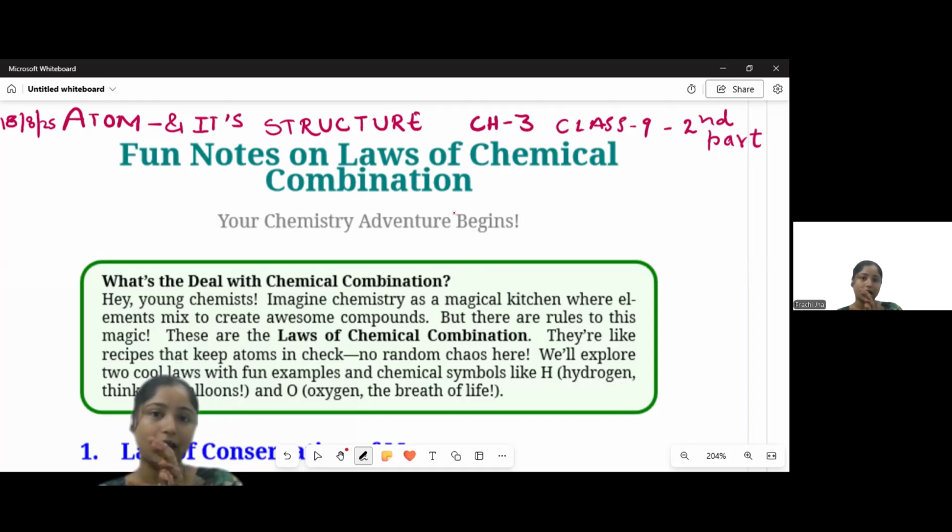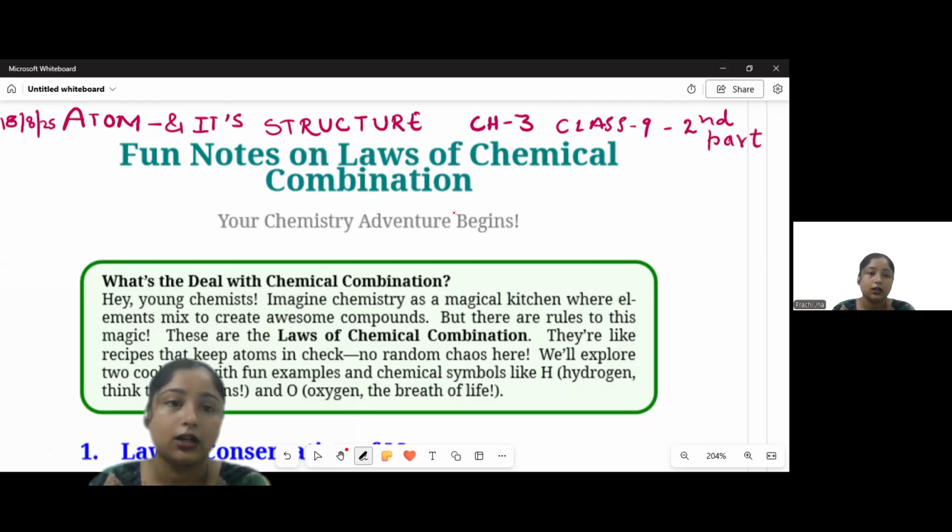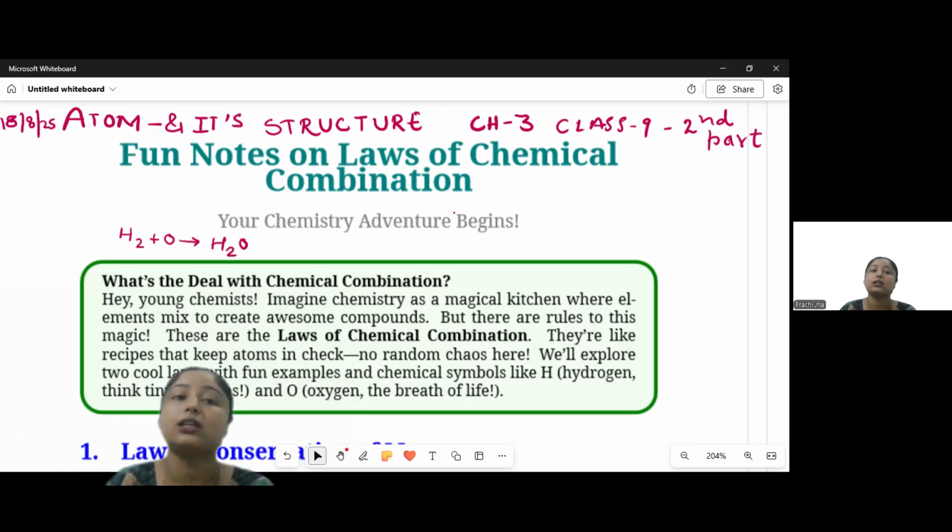So basically, let me explain this: in chemistry, we have different atoms or different elements which combine together and form a different substance. Let's see over here what I am talking about. For example, there are two hydrogen and one oxygen that combine to form water, that's H2O. So hydrogen and oxygen are two different elements which combine together to form a compound, which you simply call water.